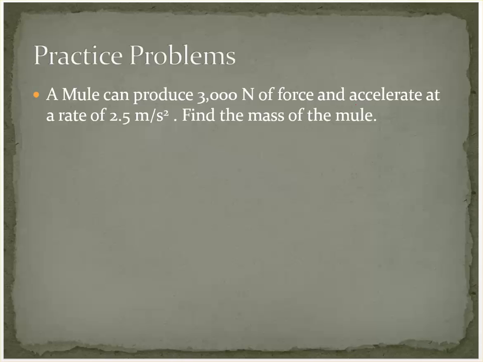Here's the next one. I advise you again, try pausing it, see if you can work it out on your own. Before you do that, I'm going to give you a few hints. A mule can produce 3,000 newtons of force, so that's F. And accelerate, that's the word accelerate, so they're giving us A at 2.5 meters per second squared. Find the mass of the mule. Well, we're going to use Newton's second law, F equals ma. The force, you thought I was going to give it to you. Pause it, take a few seconds, see if you can work it out, and then come back and we'll see if you got the right answer.